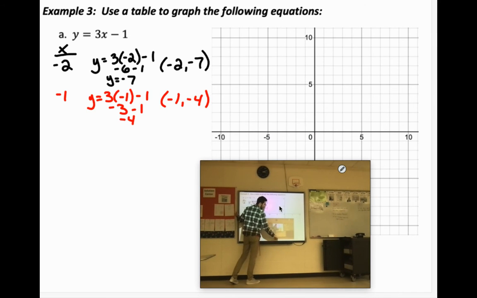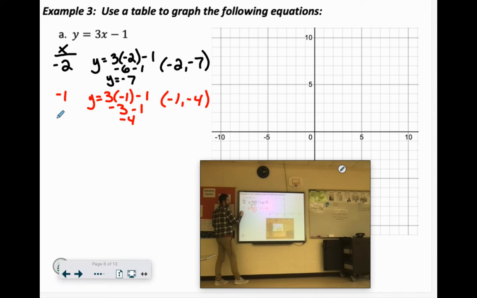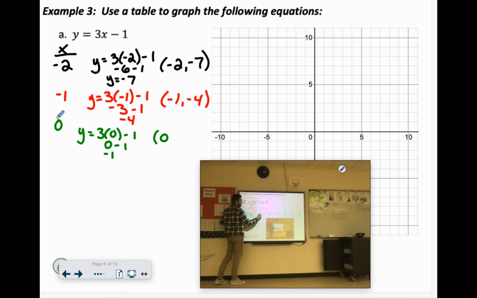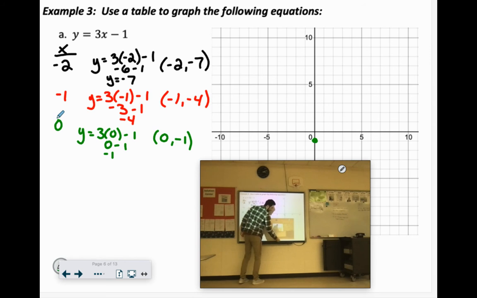We'll move there for now. Now we'll try putting in 0. Y equals 3 times 0 minus 1. 3 times 0 is 0, minus 1 is negative 1. When you put in 0, you got out negative 1. 0, negative 1 is there.